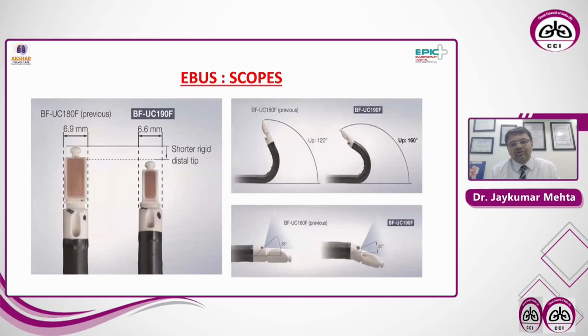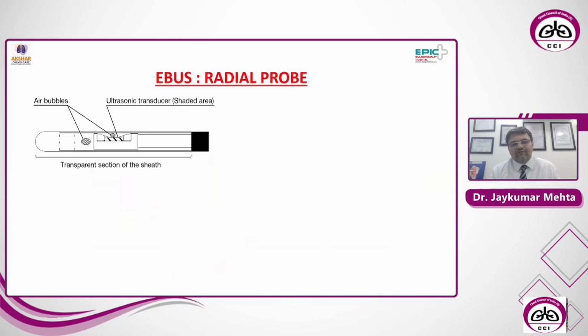So highlighting the tip and the differences between 180 and 190 series, and as it is claimed, as I mentioned earlier, that 190 scopes can lead to the better positioning at a difficult station.